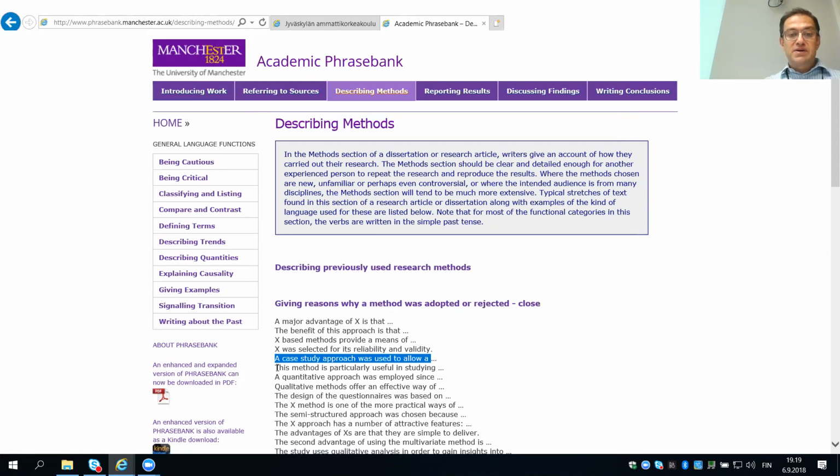But then this method is particularly useful. Present tense. So in the past you chose it. The choice was done in the past, but it is useful. You don't say it was useful. So for the choice that they have made, they have used here the past tense. The benefits of this approach is, yeah.